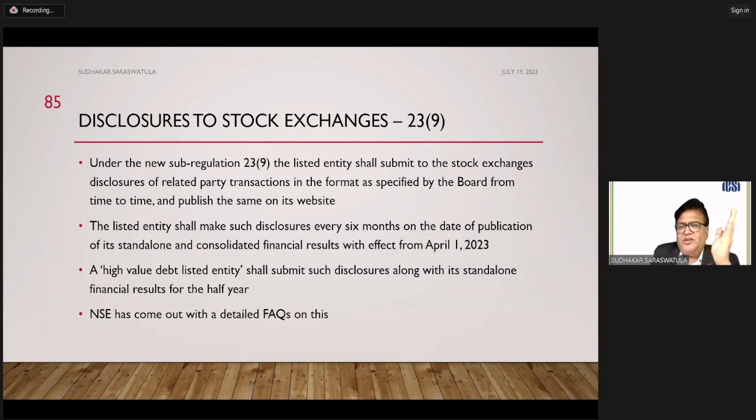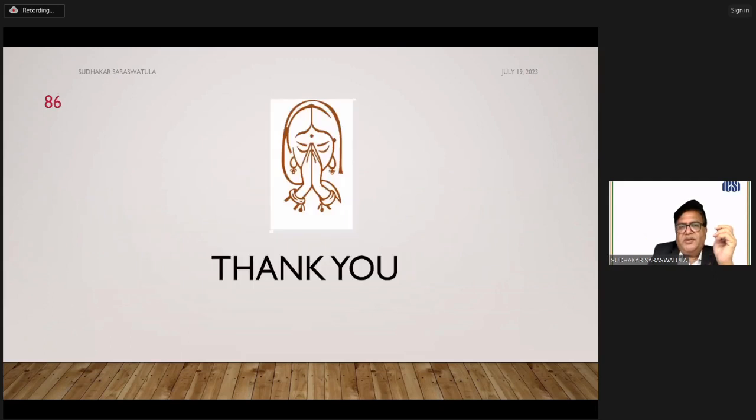In case of high-value debt listed entities, they also have to comply with Regulation 23, and they shall submit such disclosures along with their standalone financial results for the half year.